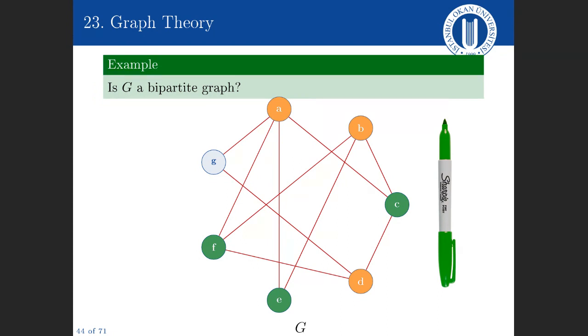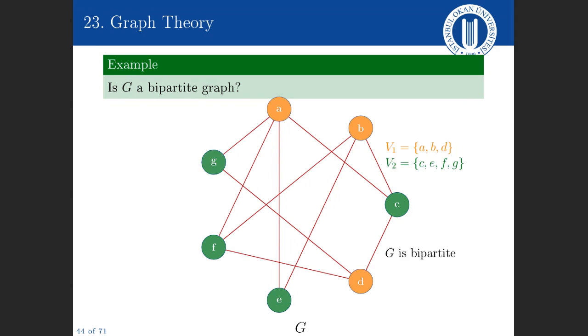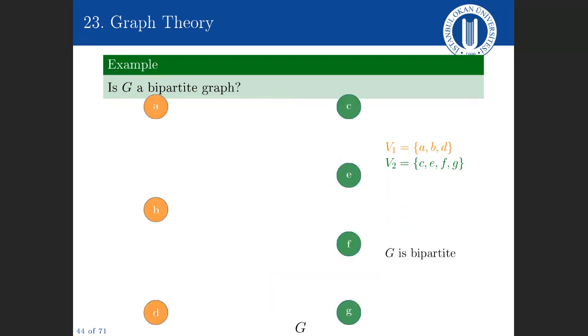A quick check. Are any of the orange vertices connected together? The answer is no. A is not connected to B, A is not connected to D, and B is not connected to D. Change back to the green pen and color every vertex which is connected to orange green. We have A, B, and D colored in orange. C, E, F, and D are colored in green. Because we do not have an orange vertex connected to an orange vertex, and we do not have a green vertex connected to a green vertex, this graph is bipartite.